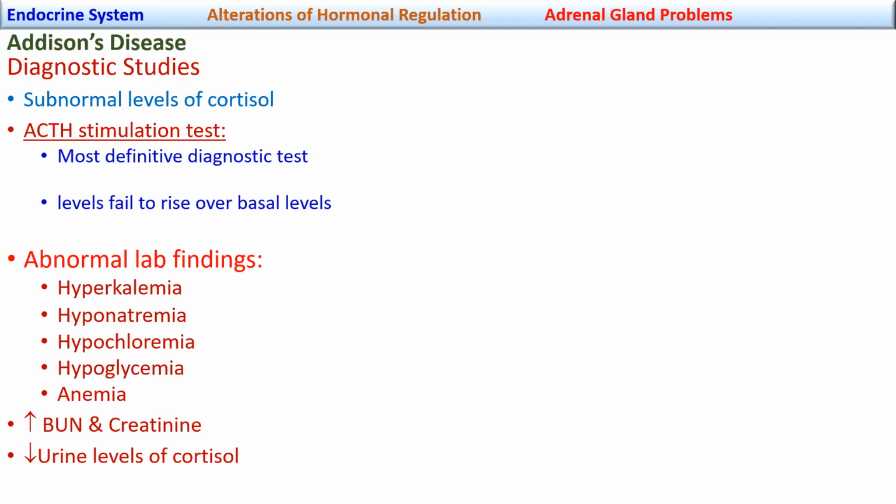Diagnostic studies for Addison's disease: the subnormal levels of cortisol in the blood, and the stimulation test, the ACTH stimulation test, which is the most definitive diagnostic test. And as we said, we are going to cover most of the diagnostic tests or studies and the explanation of each and every study from this list in Adult Health.